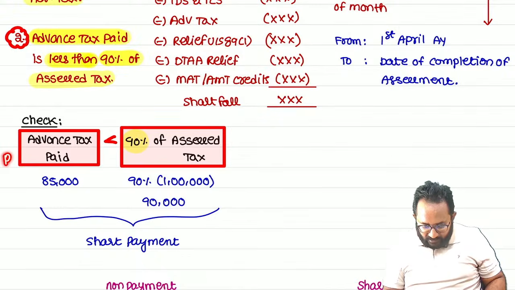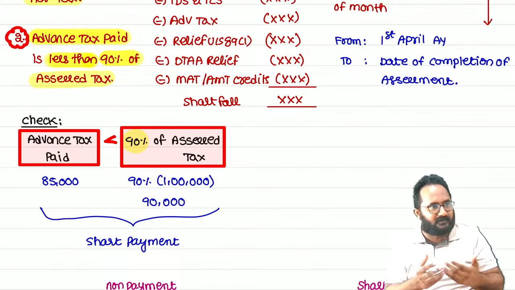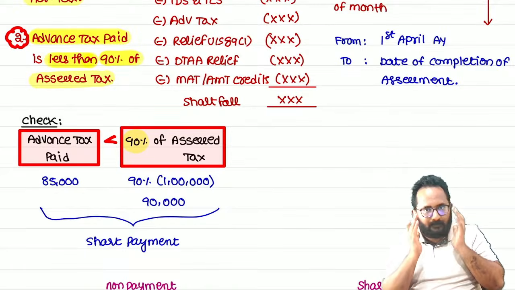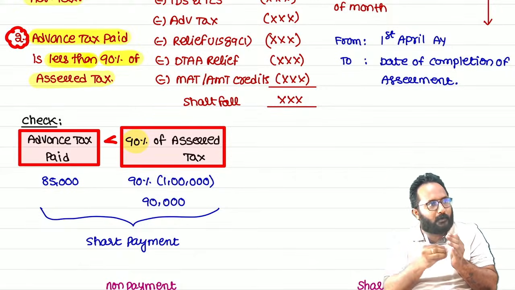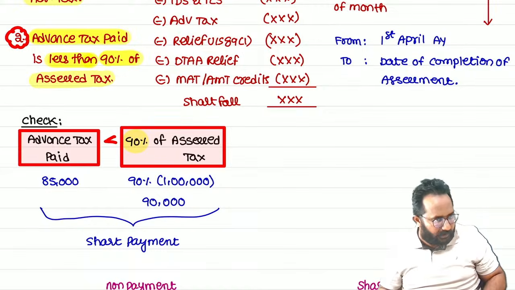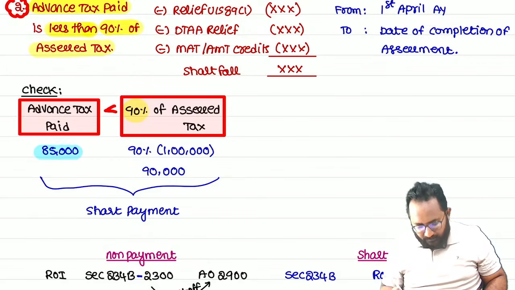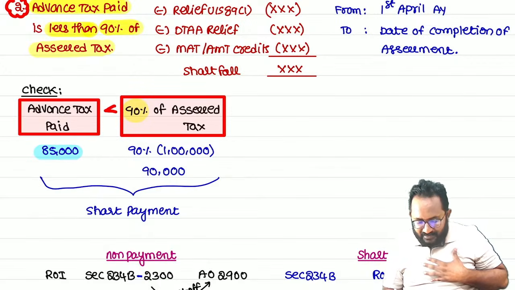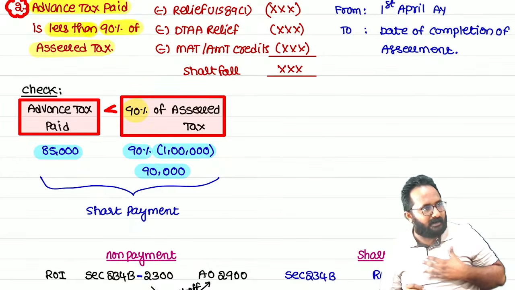We paid this in a previous year. How will estimations exactly match the actuals? That's why there is no need to match exactly. 90% is also okay. For example, if we paid 85,000, that is less than 90% of the assessed tax, 90,000.